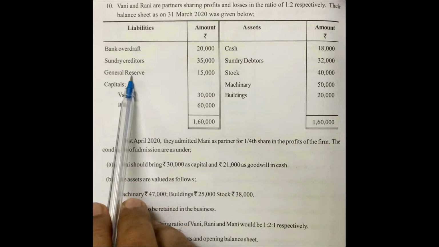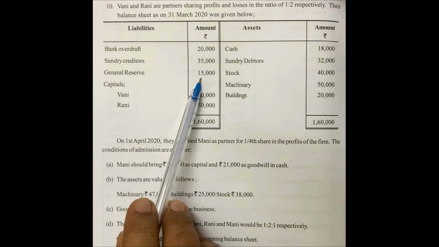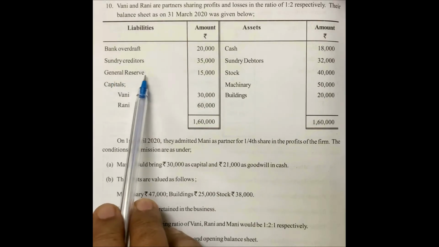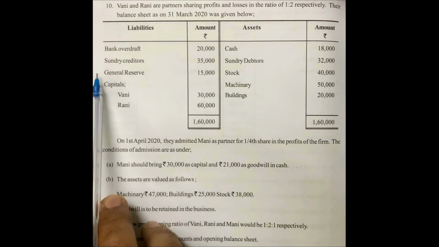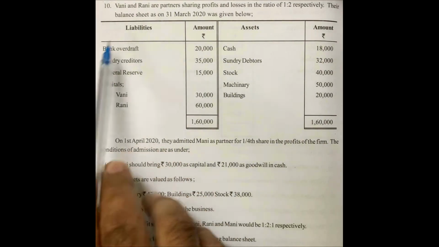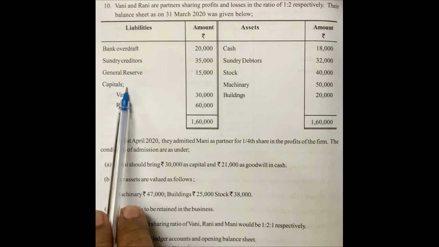Next, general reserve 15,000 rupees. We transfer this general reserve balance to the old partners' capital accounts. Now there is no balance in the general reserve account. Therefore, in the new balance sheet, we should not show any general reserve amount. So the liability side is completed. Not only from the balance sheet, we have to observe the additional information also, whether any extra liability is given or not. There is no extra liability. Therefore, finally we can write the capitals.